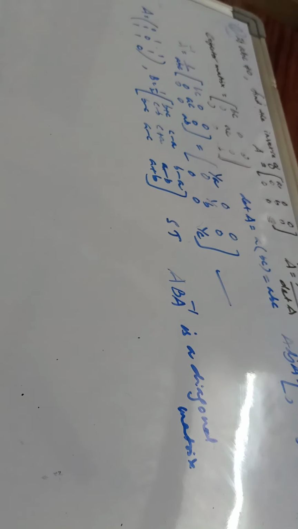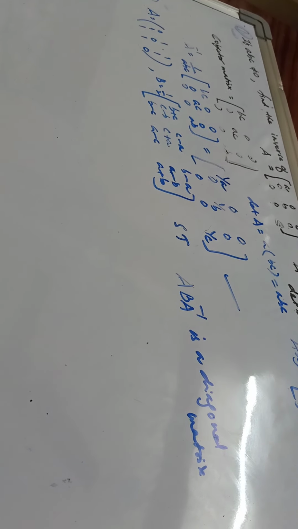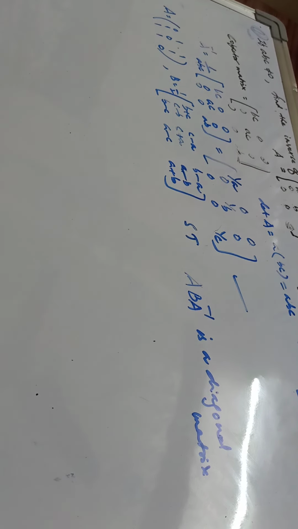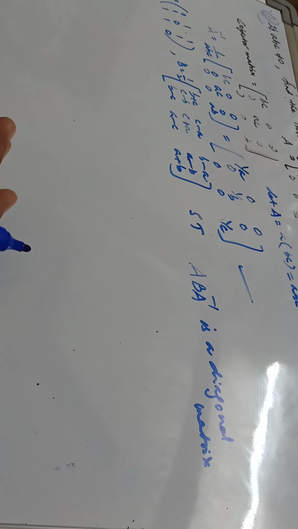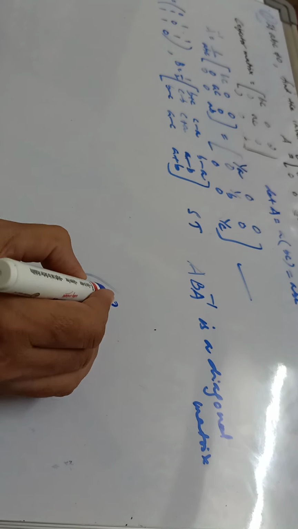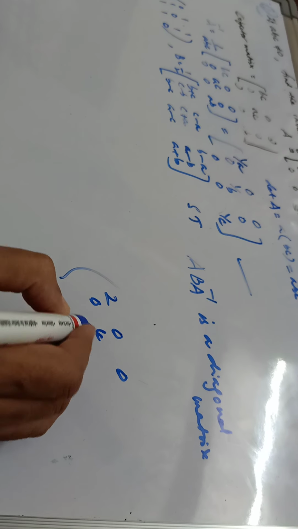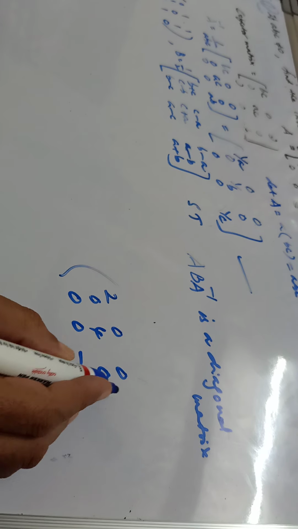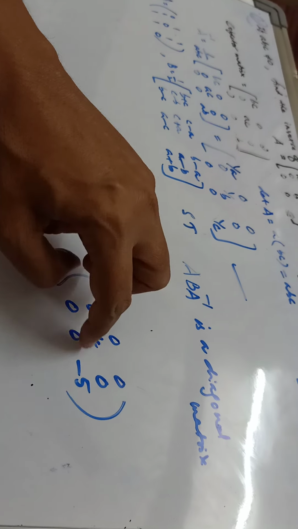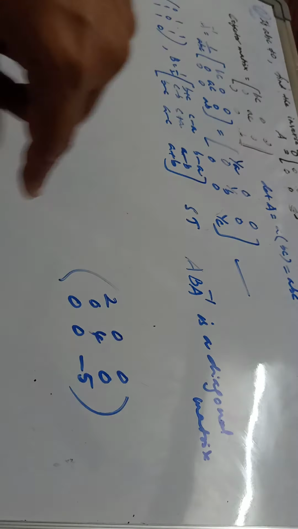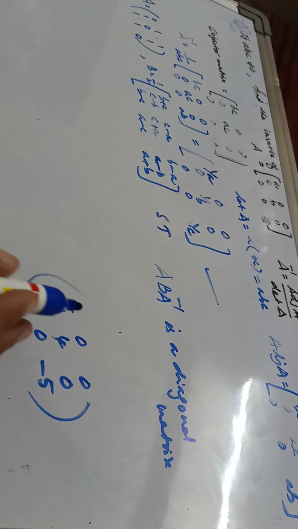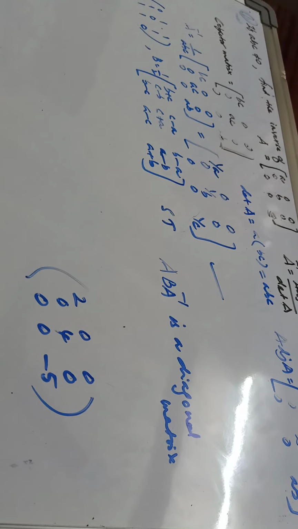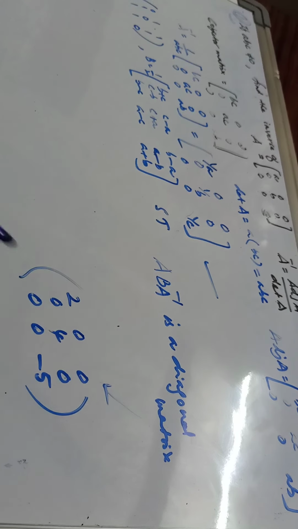Diagonal matrix in the sense all the elements, excepting the elements of the principal diagonal, the remaining non-diagonal elements are zeros. That is called a diagonal matrix. For example, 2, 0, 0, 0, 4, 0, 0, 0, minus 5. So excepting diagonal elements, the remaining elements are zeros. Whatever may be the diagonal elements, the non-diagonal elements should become zeros. These 6 are non-diagonal elements, they should become 0. Such a matrix is called a diagonal matrix.